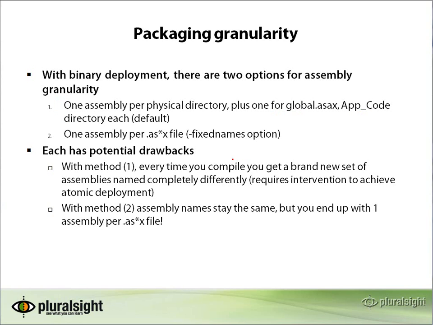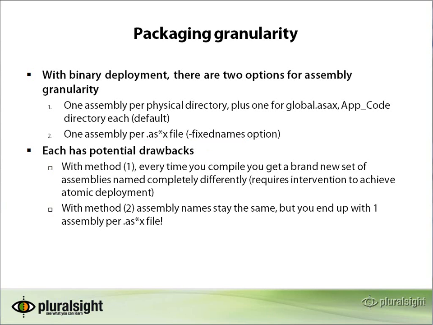The other option is to use the -fixednames attribute or option in the ASP.NET compiler utility. This will actually generate a distinct assembly per ASCX file or ASPX file. And that has the advantage of naming them the same way every time. So if you only update one file inside of a directory, you can actually just deploy that update to your live server. But of course, it has the drawback of creating a rather large number of assemblies if you have any significant number of pages in your site. So you want to use that one cautiously.